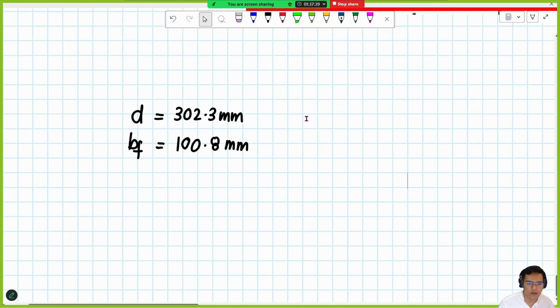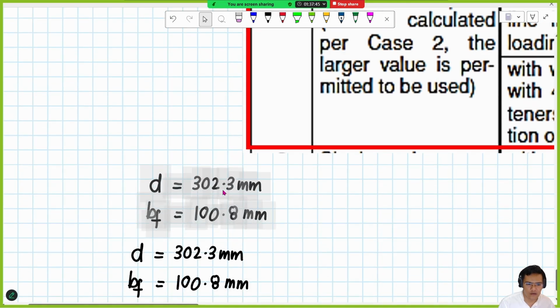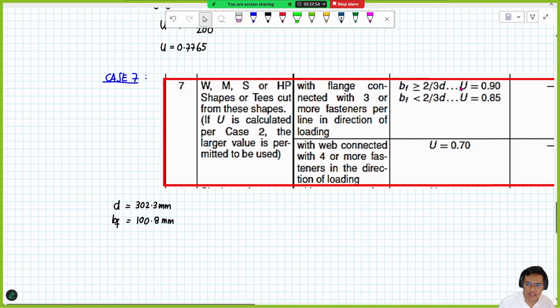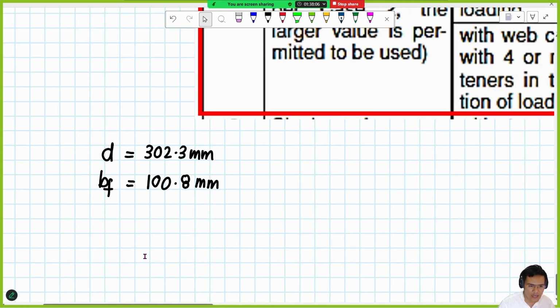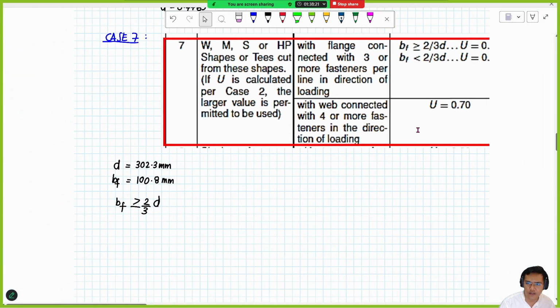Paki-confirm if audible pa rin ako kasi medyo unstable yung internet ko. Hello? Yes po. Okay, sige. Meron tayong value ng b sub f and depth. Ikukuha lang daw natin yung range na yan. So ang pinakamabilis diyan, ilista mo yung equation. Ito muna, b sub f is greater than or equal to 2/3 d. Yan yung pinakamabilis na strategy.